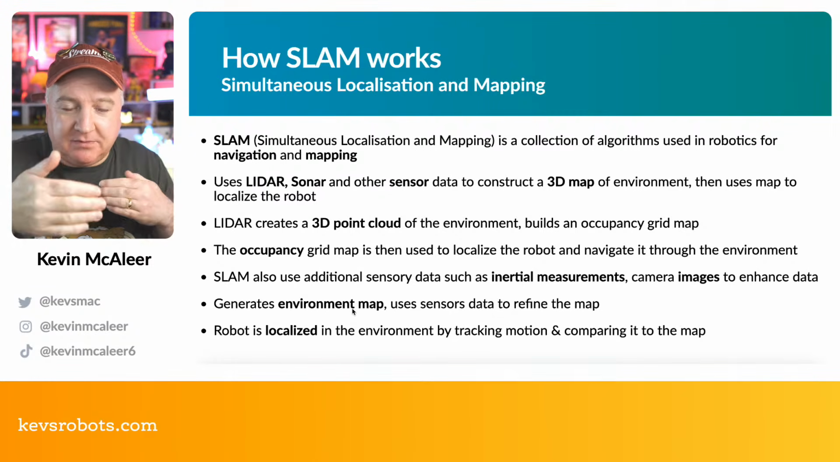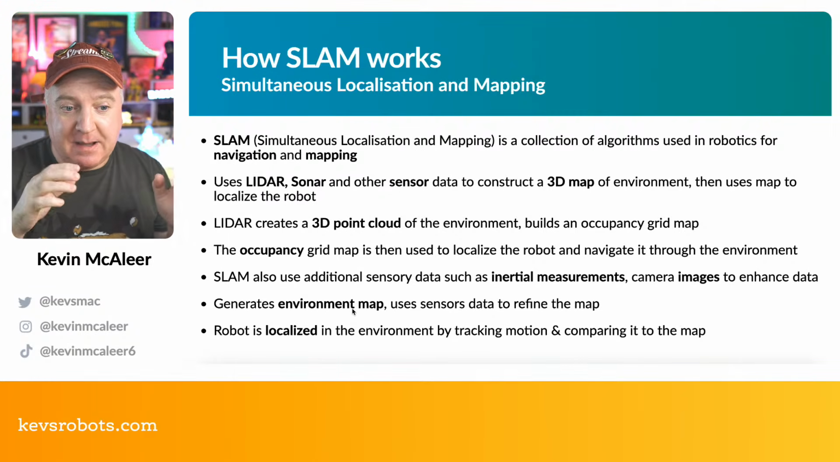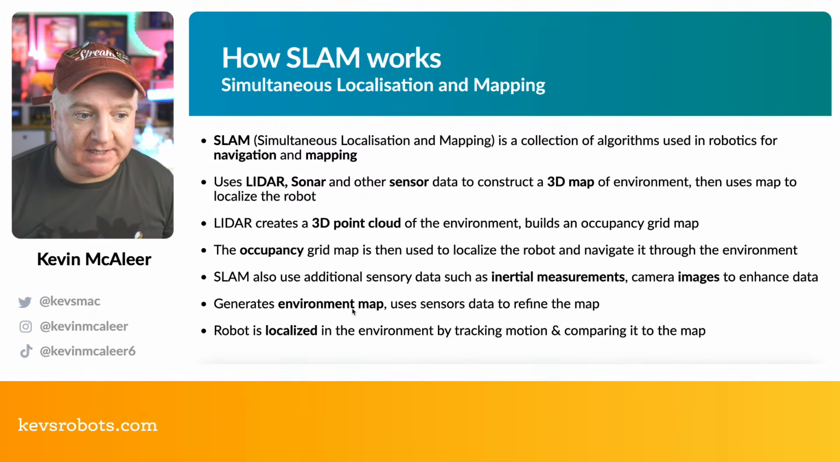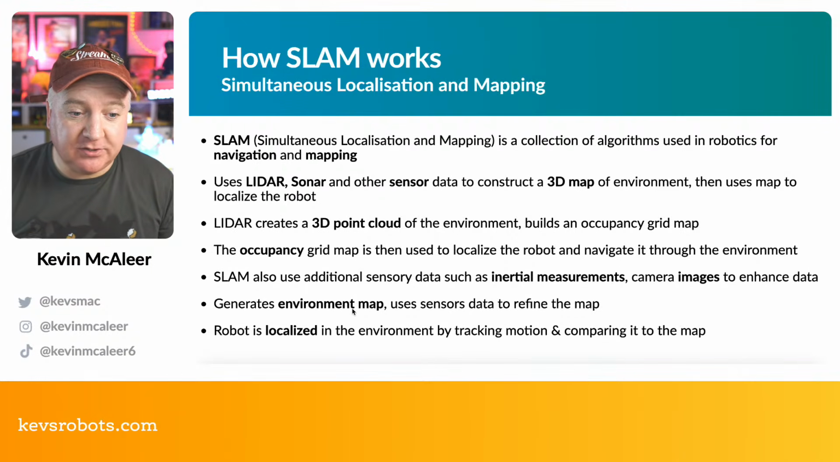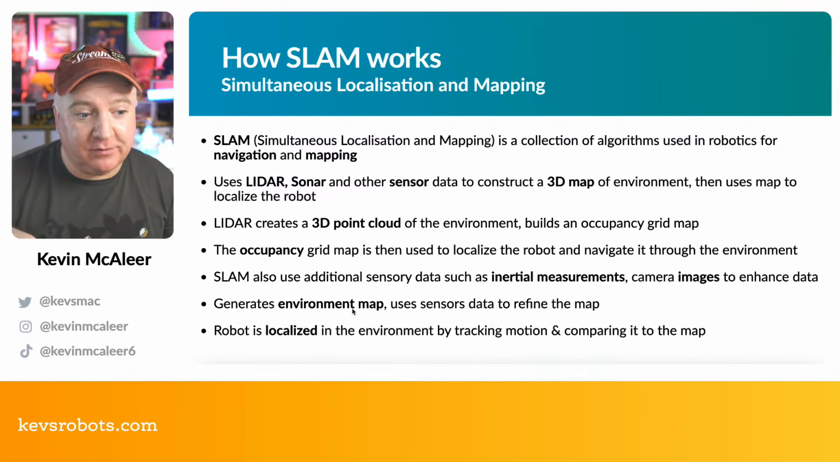So if you're in a square shape, you'll see a square map if you visualize that in RVIZ 2, for example. And it builds what it calls an occupancy grid, a grid map. And the occupancy grid map is then used to localize our robot and navigate through the environment.